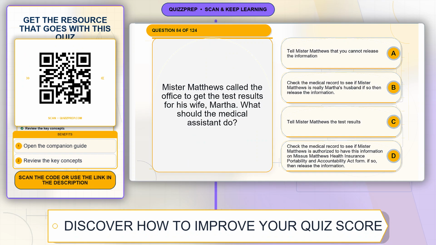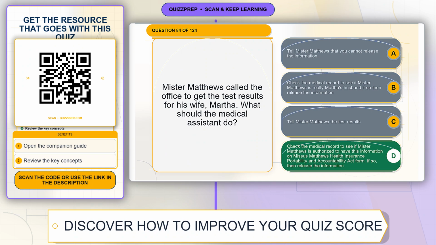Question 84. Mr. Matthews called the office to get the test results for his wife, Martha. What should the medical assistant do? Option A. Tell Mr. Matthews that you cannot release the information. Option B. Check the medical record to see if Mr. Matthews is really Martha's husband, if so then release the information. Option C. Tell Mr. Matthews the test results. Option D. Check the medical record to see if Mr. Matthews is authorized to have this information on Mrs. Matthews' Health Insurance Portability and Accountability Act form. If so, then release the information.